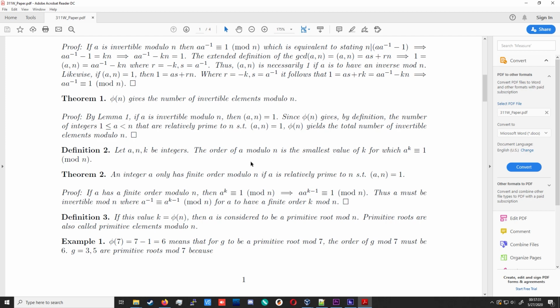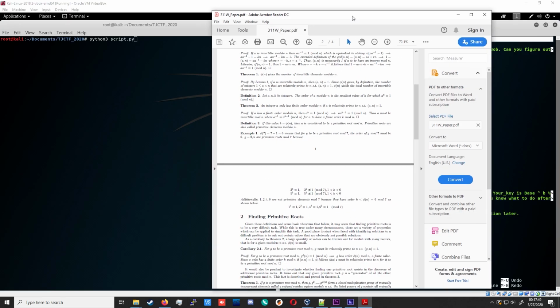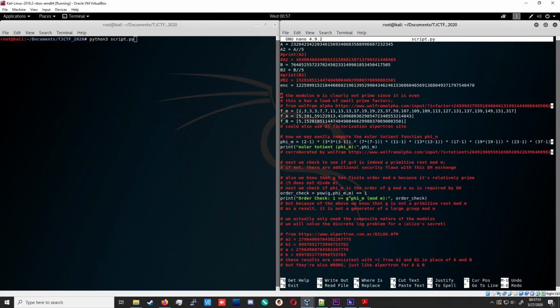So we'll go ahead and check that phi of N could possibly be the order of our base modulo our modulus. We're going to check that it's relatively prime first, to make sure that it could even be a primitive root, that is, it might have finite order. In the code, that's fairly straightforward.